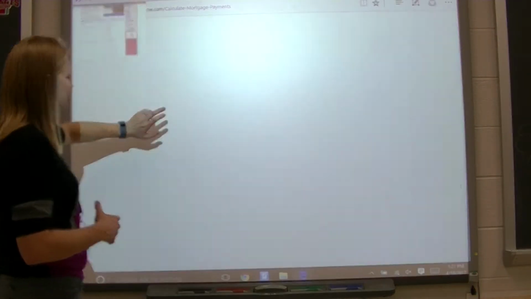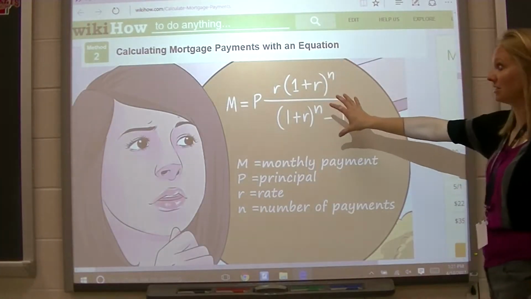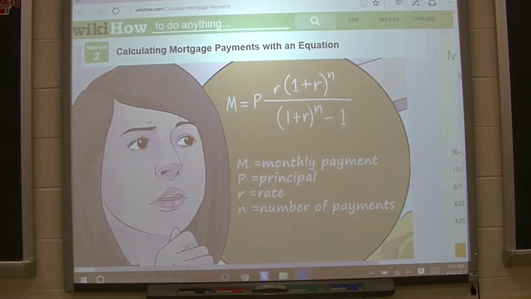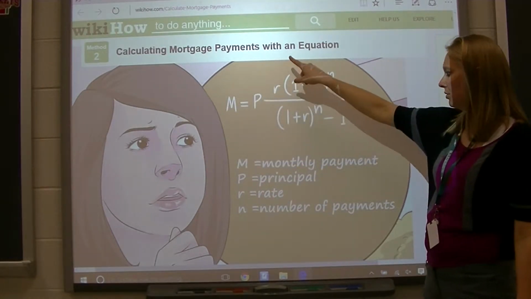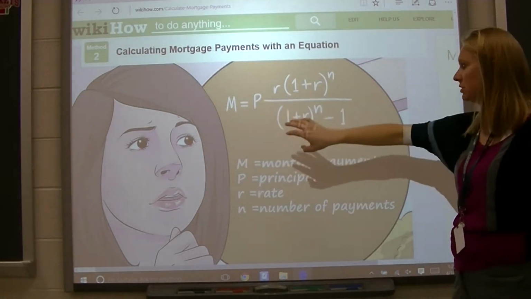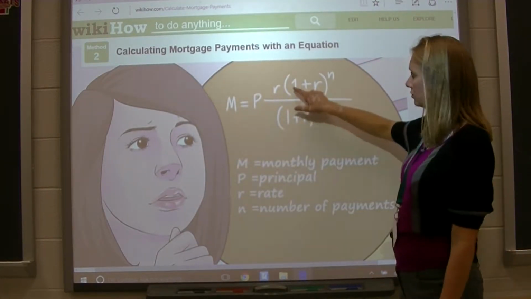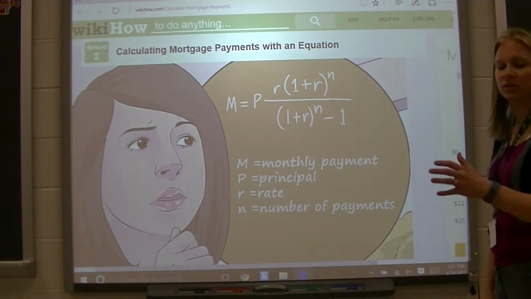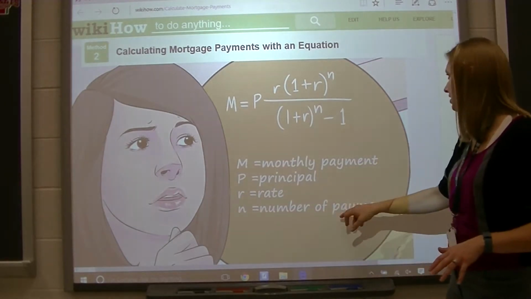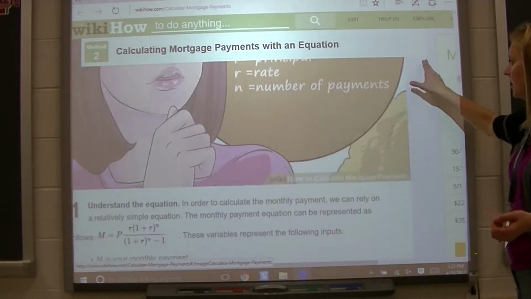The nice thing is that the formula for mortgage payments is the exact same formula that you used for car loans. The M is the monthly payment, the P is the principal value, so what you're taking a loan out for on the house minus the down payment. The R is the rate, as a decimal, not as a percent, and N is the number of payments. Pause the video if you don't have that written down and get it written down.